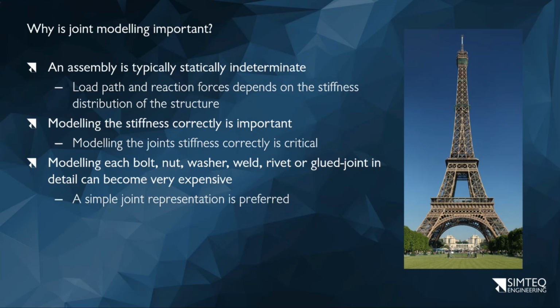As far as I'm aware, the Eiffel Tower has got over 1 million rivets. If I model each of those using 1,000 elements, that would require 1 billion elements to model. And that's just the joints or the rivets. That's nothing else yet.